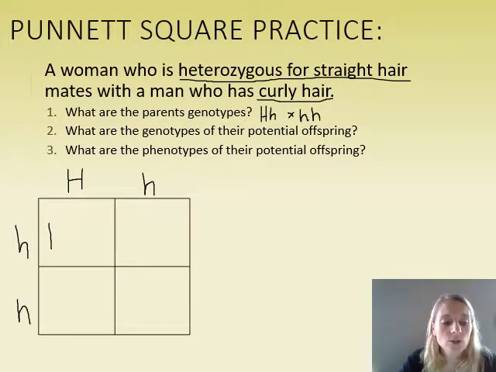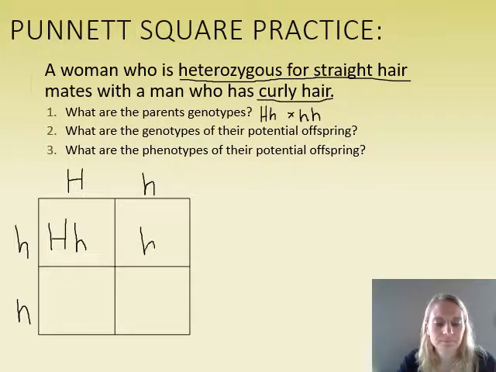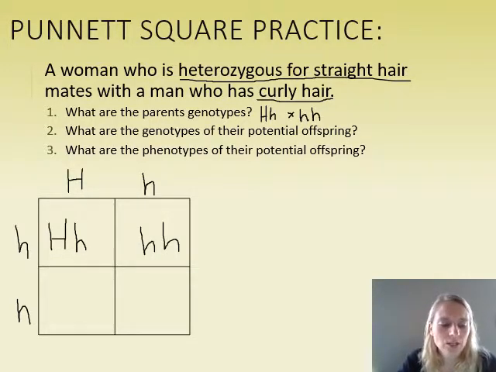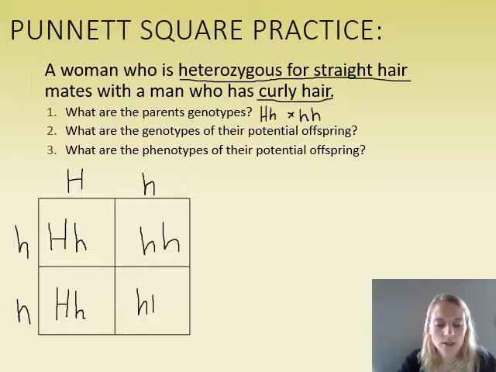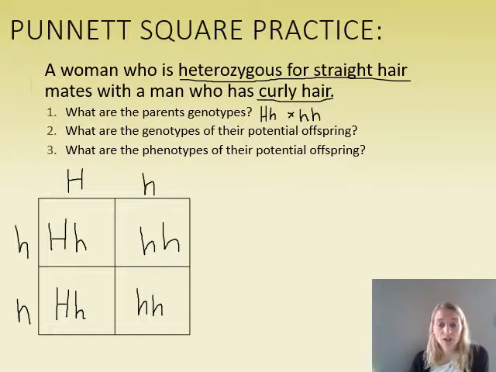Right? So usually when you're filling in your boxes, the dominant allele tends to go first. It's just kind of convention, right? So instead of going little h, big H in this bottom square, I'm just going to go big H, little h, little h. All right, so those are the possible outcomes of this particular mating. So then the second question, what are the genotypes of their potential offspring? We just filled it in, so that answers that question automatically.